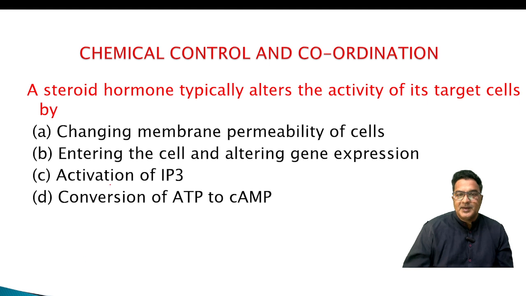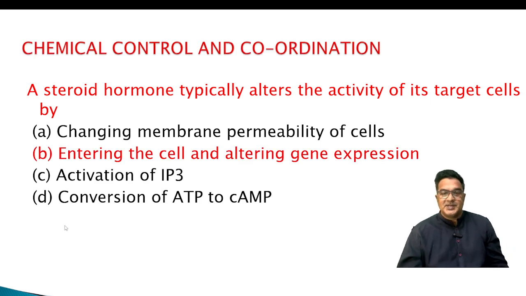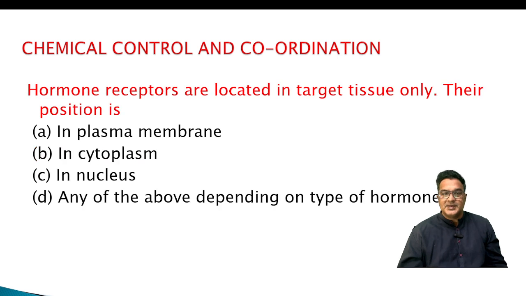Here, a steroid hormone has direct entry inside the cell. That means a steroid hormone can go inside the cell, even inside the nucleus. So we can say that it can change the gene expression, by entering the cell and altering the gene expression. Hormone receptors are located in target tissue only.